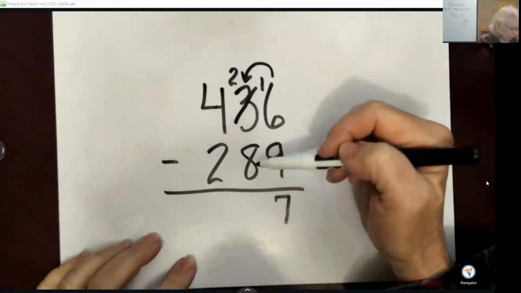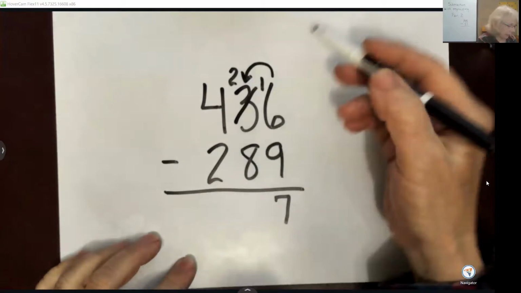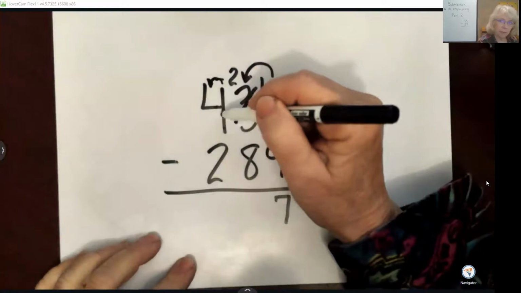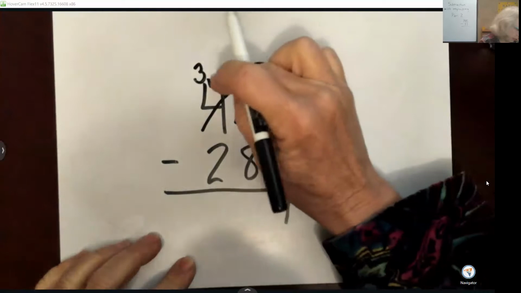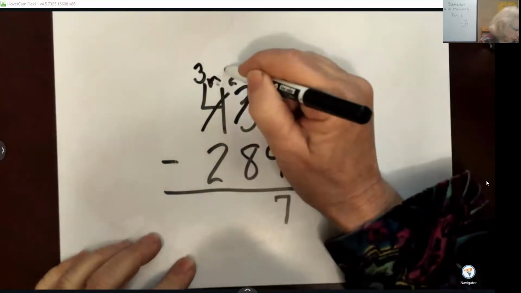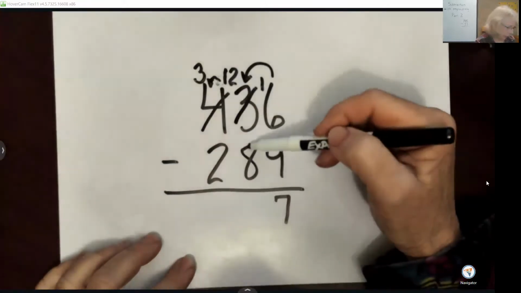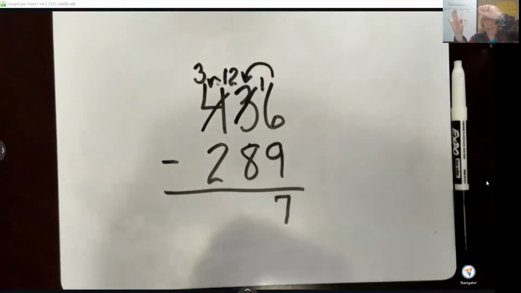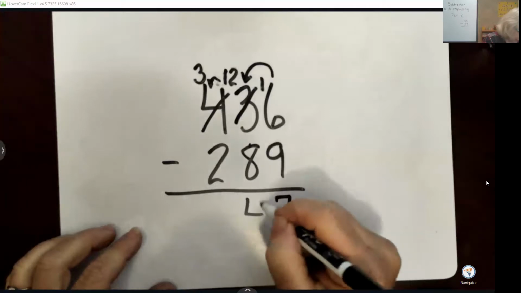Now I have 2, take away 8. Uh-oh, more on the floor, gotta go next door again. So we're going to go next door to my 4. Say, Mr. 4, can I borrow one? He says, sure. He becomes a 3. And that 1 that we borrow comes in front of that 2. So now we have the problem 12, take away 8. Here we go. 8, 9, 10, 11, 12. How many fingers am I holding up? Yeah, 4. Okay, so my answer here is 4.